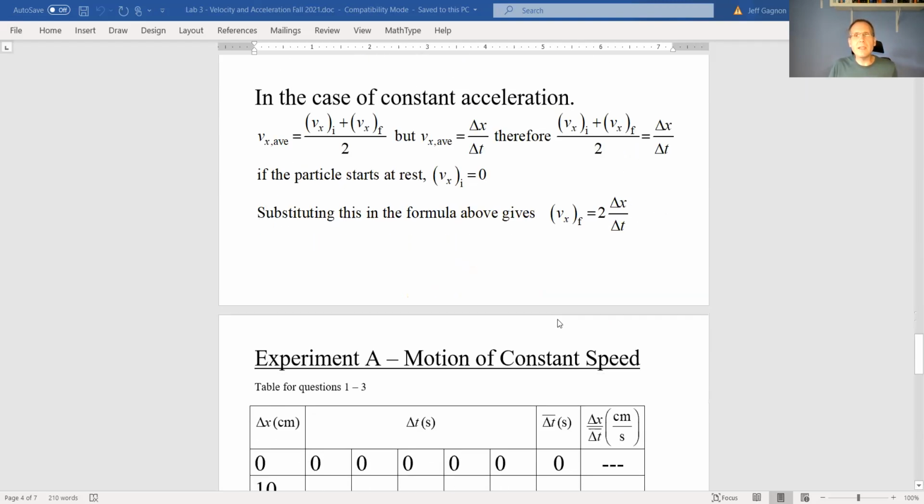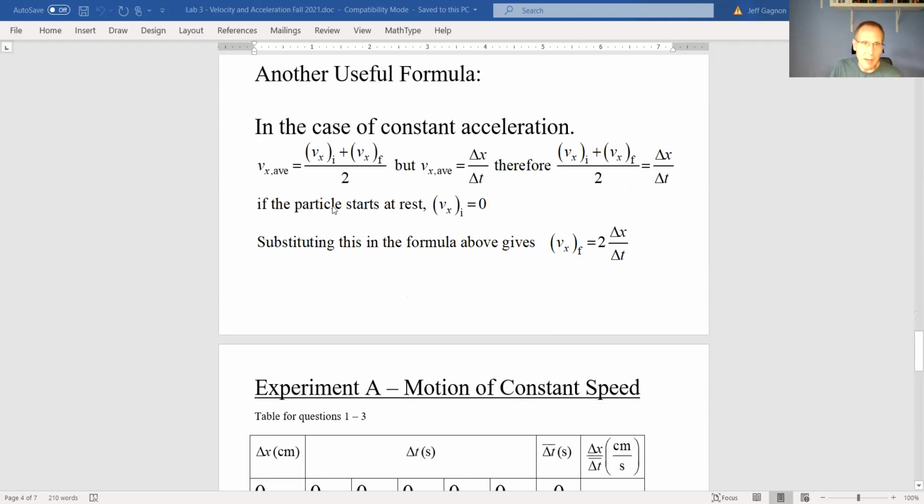Okay, and then the last thing we did was we derived this formula that we're going to need, right? We derived the final velocity of the cart if it starts at rest on an inclined air track right before it triggers the photo gate, and we want to find the speed of the cart as the end of the flag passes the photo gate. This is the formula we're going to use. It's twice delta x over delta t, or twice the average velocity.